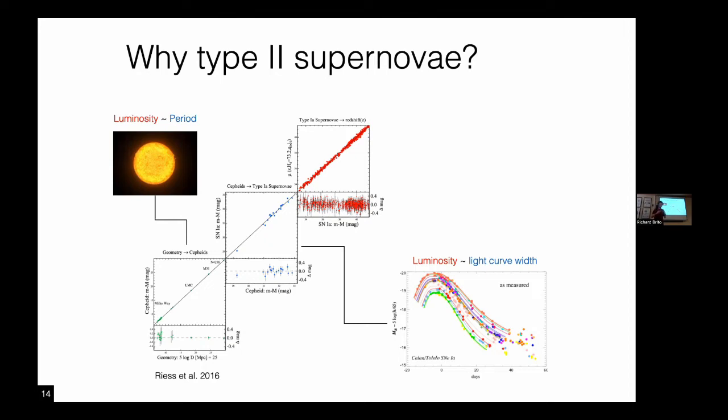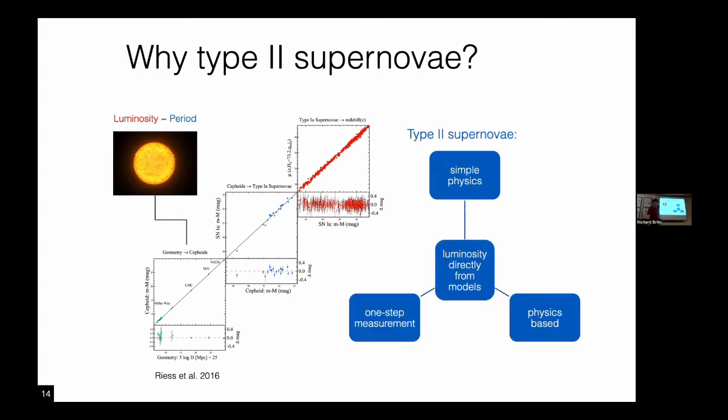So they can be used for relative distances, but not for absolute distances, because we don't understand them well enough from a physical model point of view that we can really determine or know their absolute luminosity. So we have to anchor them, we have to calibrate them, in this case with the Cepheids. If we go to type 2 supernovae instead, they have much easier, much more simple radiative transfer physics. They're simpler systems. And that means that we can make a physics-based model from which we can directly retrieve an absolute luminosity. And so we can do a one-step distance measurement with them.